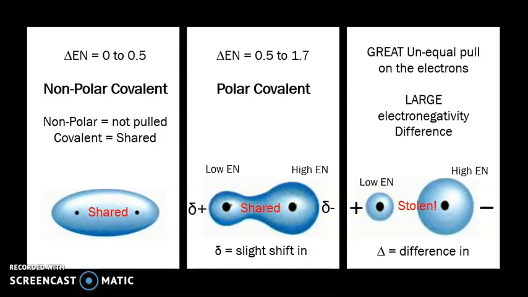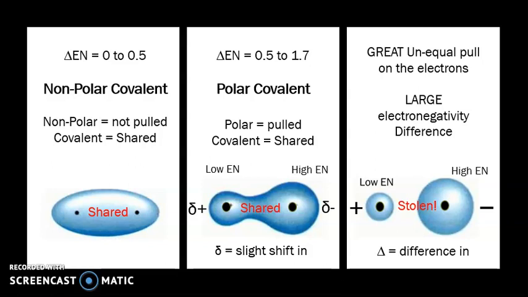Now, when you're in this range and you have this slight unequal sharing of electrons, we would call this a polar covalent bond. Polar means that the electrons are actually pulled to one side, yet covalent means that they're still shared. Now the third and final type of bond.